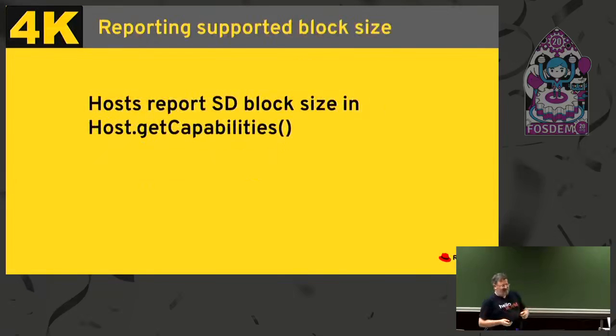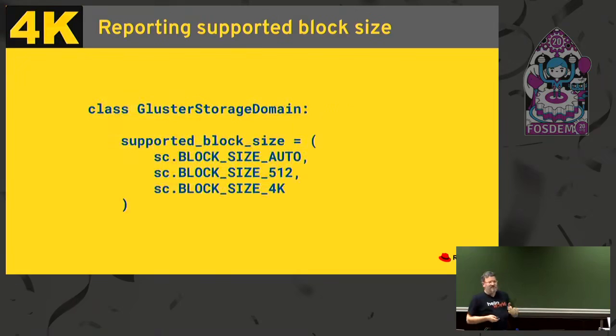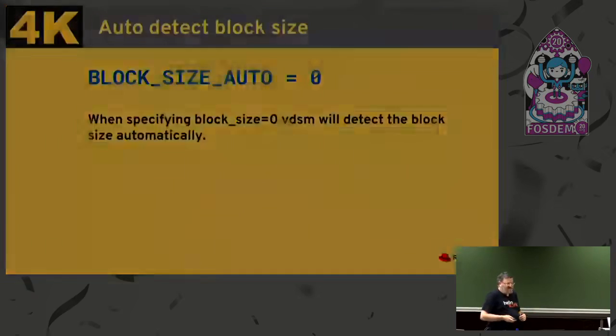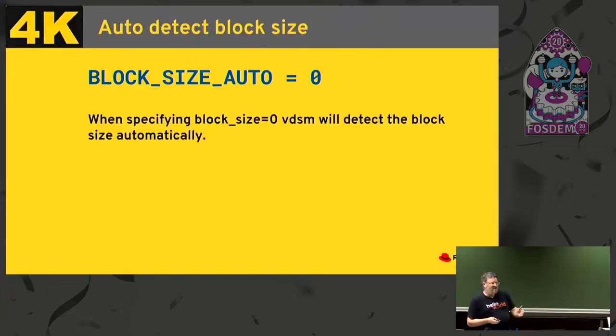When VDSM reports its capabilities, we also report the block size supported by all the storage types. So every storage type in VDSM has this supported block size list. And in this case, we can see that Gluster domain supports 512 and 4K, and also this magic auto value. And other storage types support different sizes. So we can introduce this feature gradually. What is this auto value? It is 0. You see 0 in the logs, and it means that VDSM will detect the size for you.